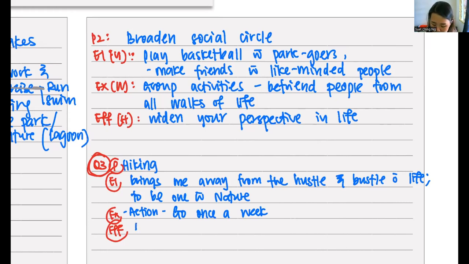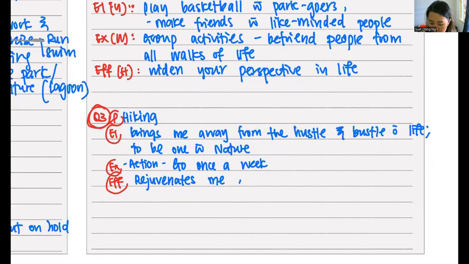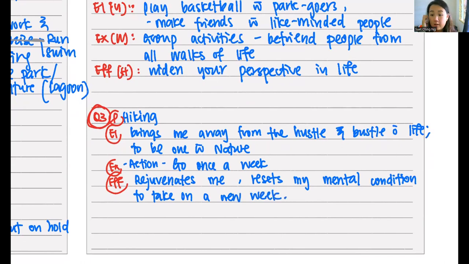And then you can say it rejuvenates me, recharges or resets my mental condition to take on a new week. Rejuvenates means like recharge, refreshes.